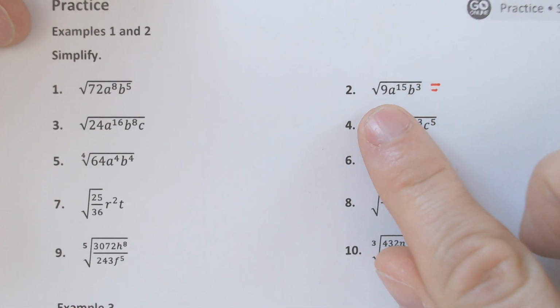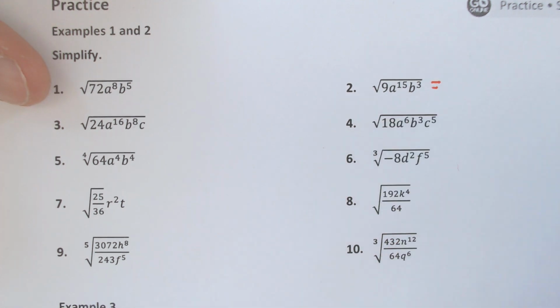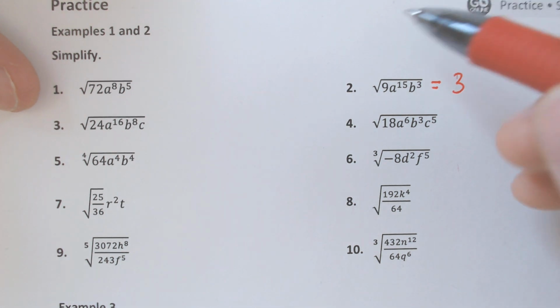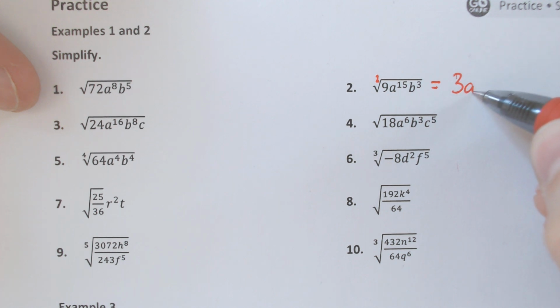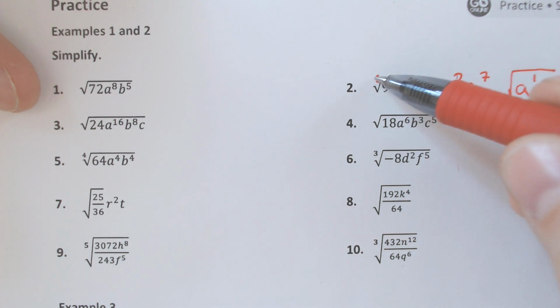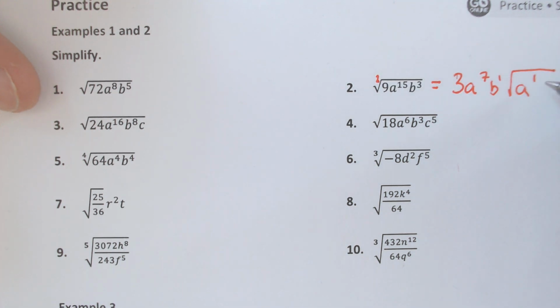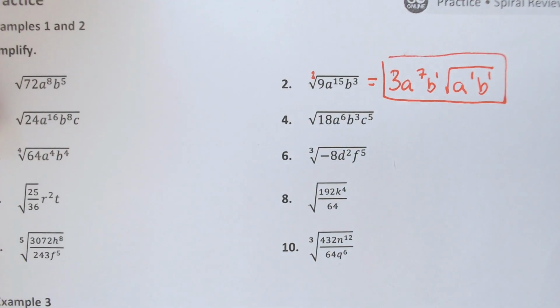So if we have the square root of 9, a to the 15th, b to the 3rd, the square root of 9 is just 3. If you were to break it down, you would get 2 3s. And then 2 goes into 15 7 times with 1 left over. And 2 goes into 3 1 time with 1 left over as well. Okay, so that is all you got for that one.